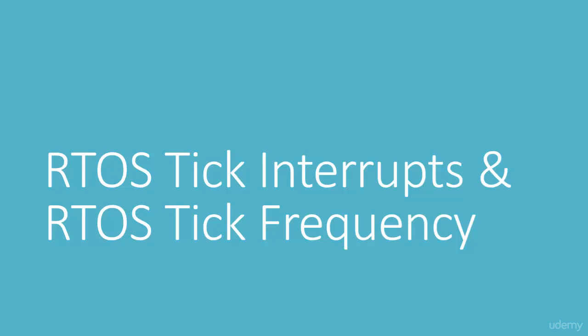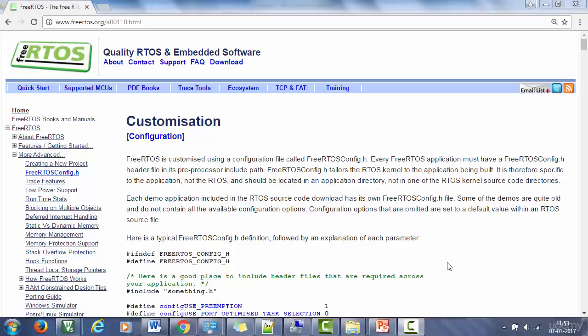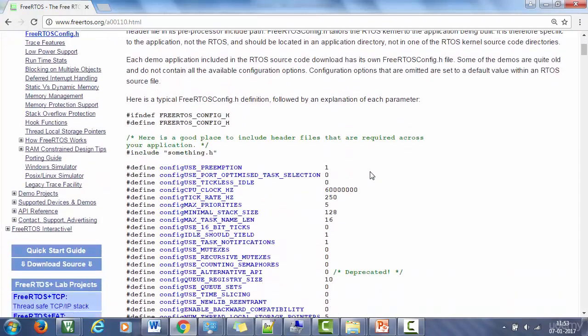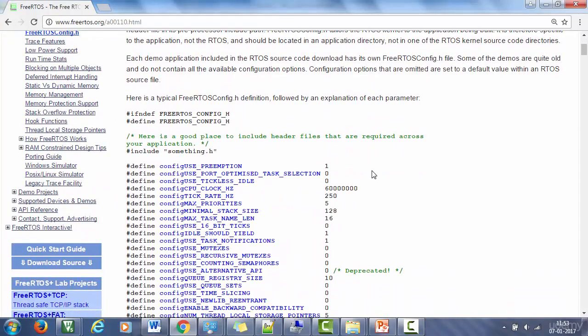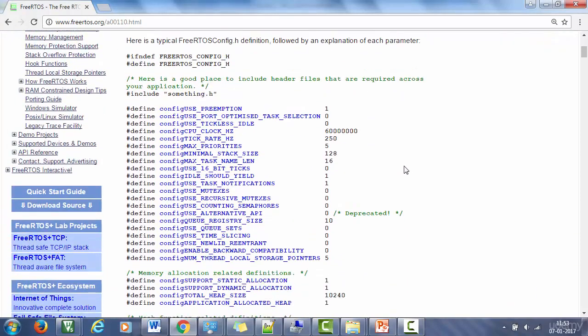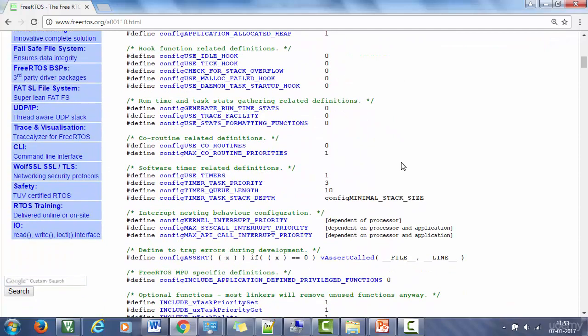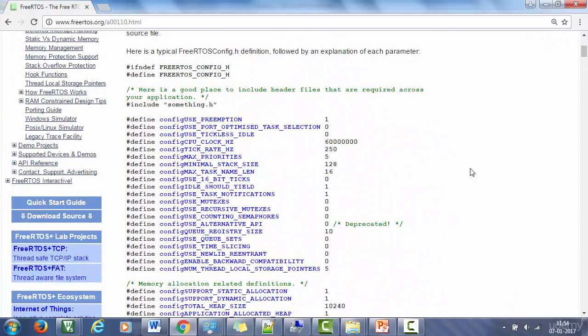In this lecture, let's explore the RTOS tick interrupts and the RTOS tick frequency. So this is our FreeRTOS customization article from freertos.org, where they have mentioned how to prepare your FreeRTOSConfig.h file. You have to include all these macros, isn't it? So in this lecture, let's explore more about the RTOS ticking.